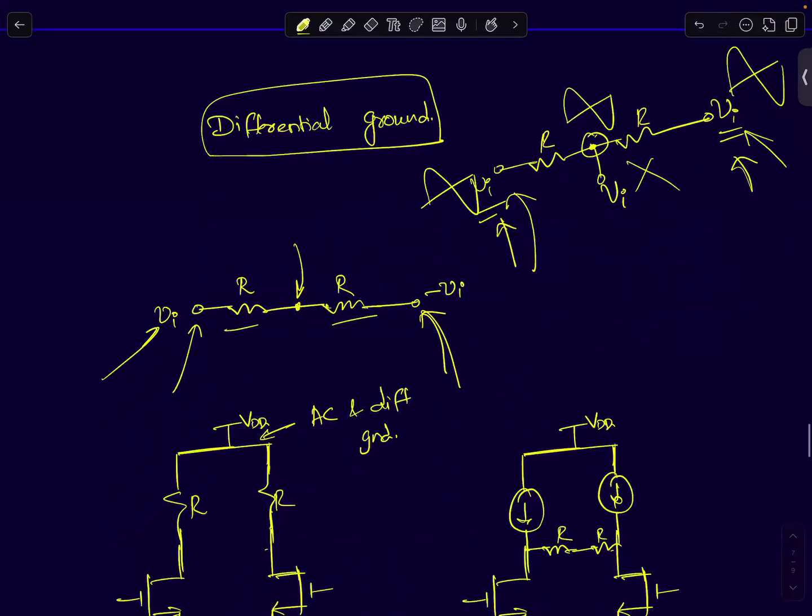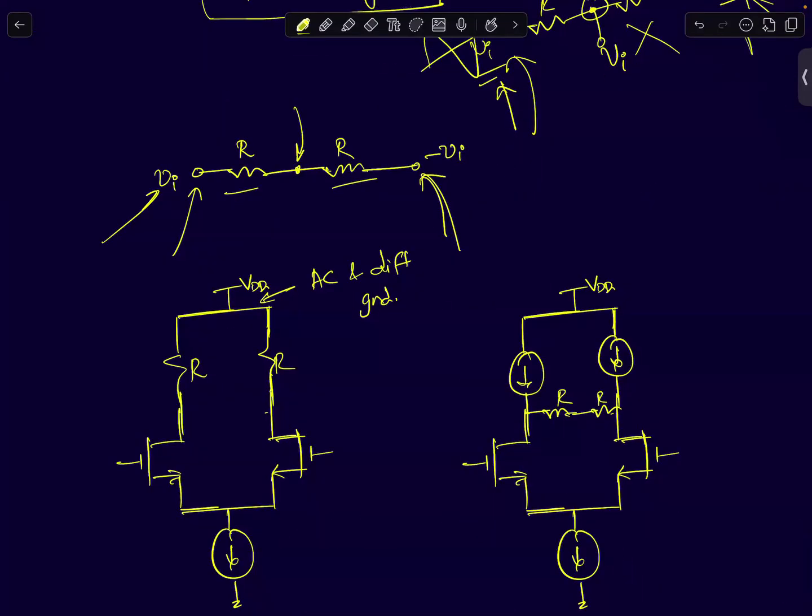So look at this very simple differential pair where I've used a current source biasing. I've applied plus Vi by 2 and minus Vi by 2. Can you just tell me, is VDD an AC ground or a differential ground?